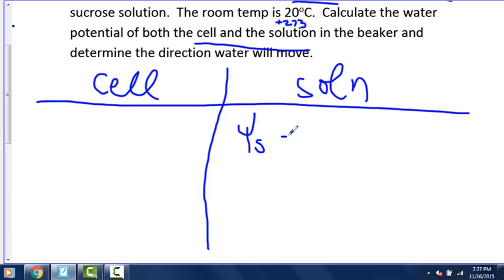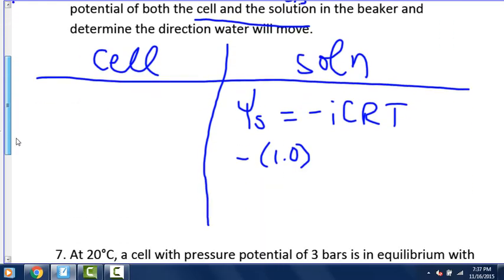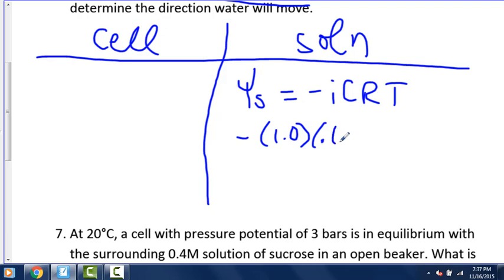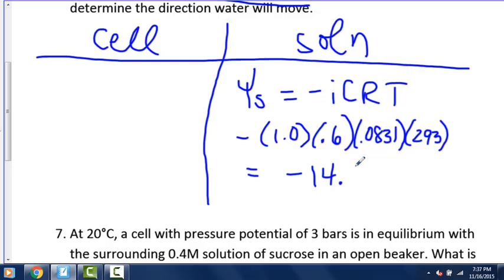But I'm going to do the cell, and I'm going to do the solution. I like to do the solution first because it's really easy. It's always negative iCRT. There's no pressure on it. So negative 1.0. All right, the concentration in the beaker was 0.6. R is 0.0831. Temperature is 293. And I punch all this into the calculator, and I get negative 14.6.